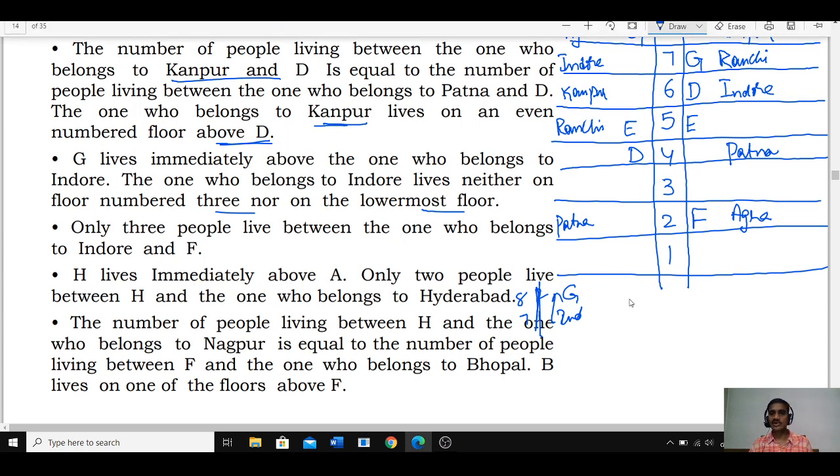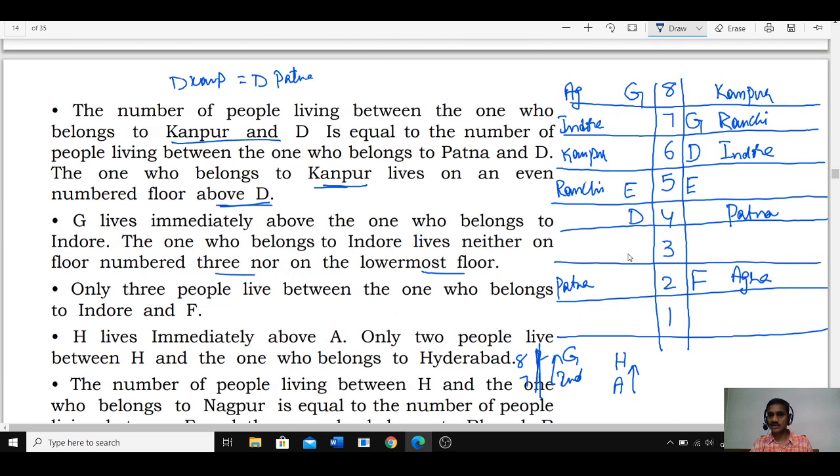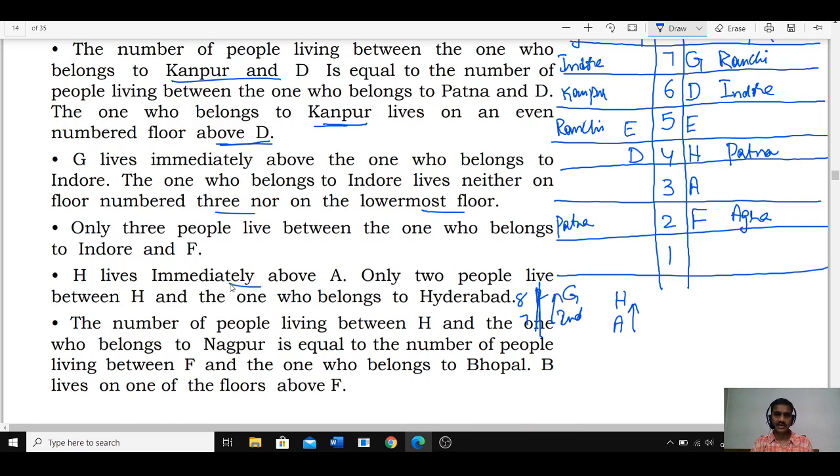H lives immediately above A. H and A ఇలా ఉండొచ్చు, ఇలా ఉండొచ్చు, ఇలా ఉండొచ్చు. 3 possibilities. Here in this case we have only one.